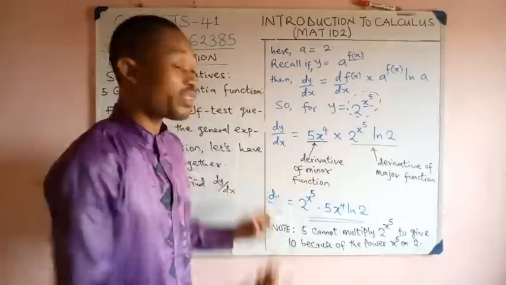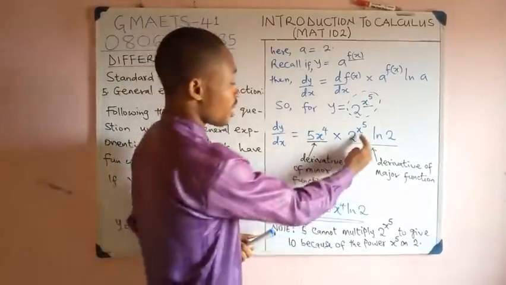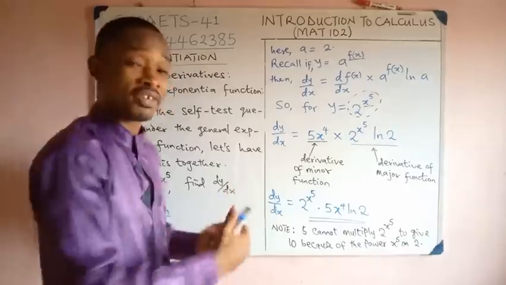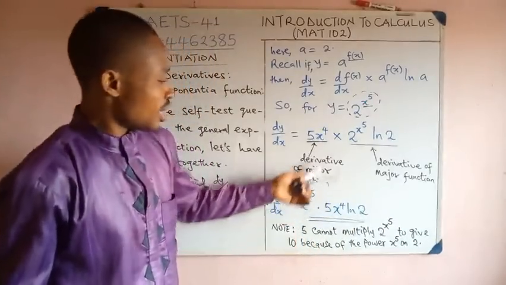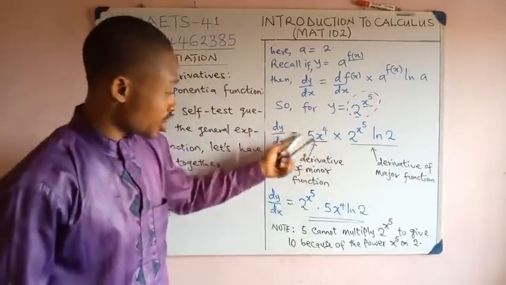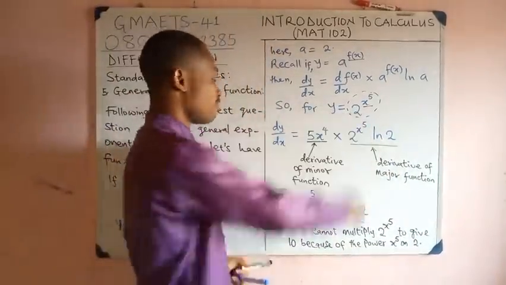The next thing, if you want to simplify further, is your choice. There is not much simplification here. What I did is just to rearrange as usual. I prefer writing the one carrying the power first, then followed by this and then ln 2. That's all I did here. I decided to label some things here to tell you that this term is the derivative of the minor function and this whole thing is the derivative of the major function.